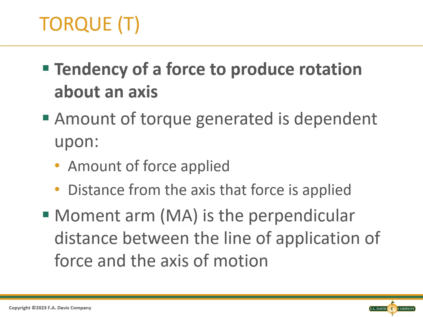Torque is the tendency of a force to produce rotation about an axis. So every time we have movement at a joint, which is an axis, there is torque being generated in the body. The amount of torque generated depends on the amount of force that is applied and the distance from the axis of rotation that force is applied. The perpendicular distance from the axis of rotation is known as the moment arm.